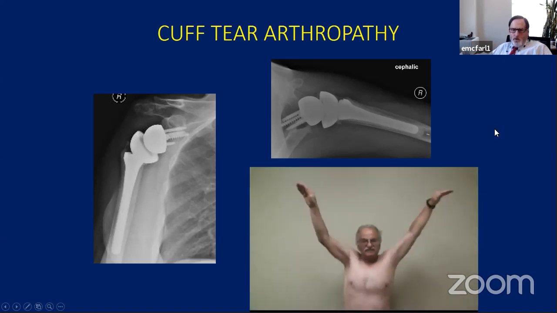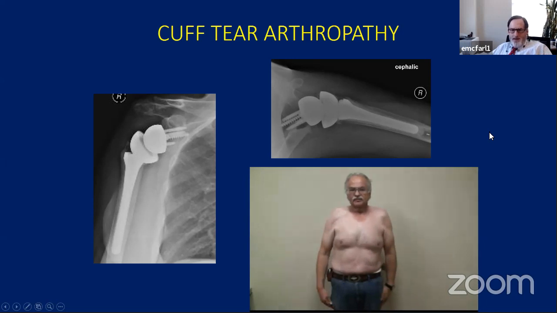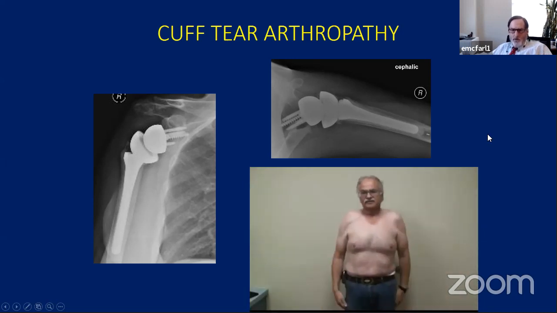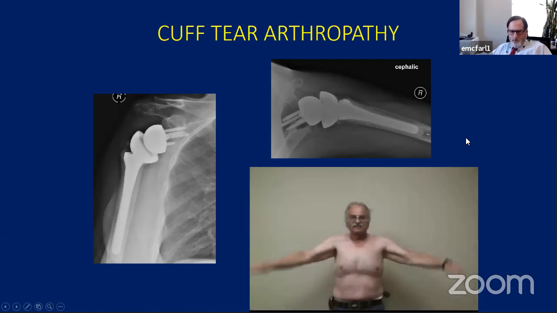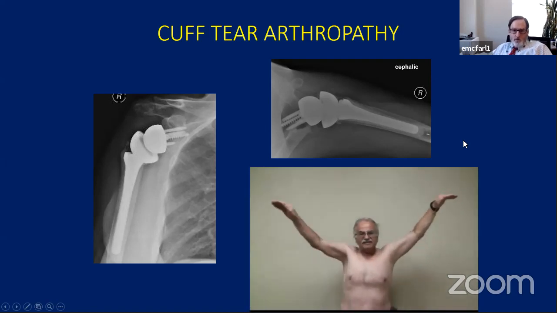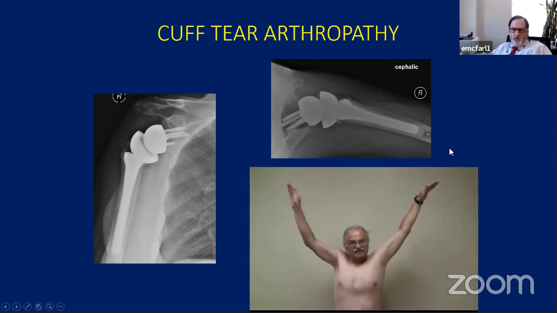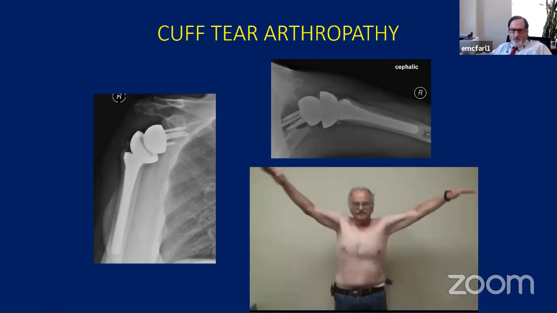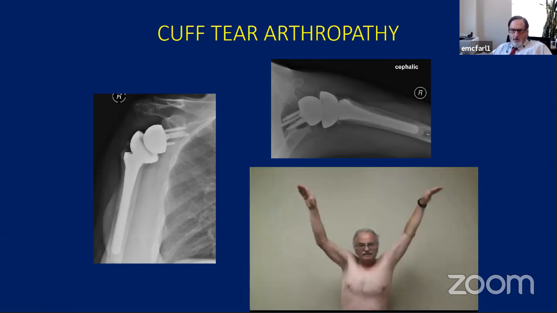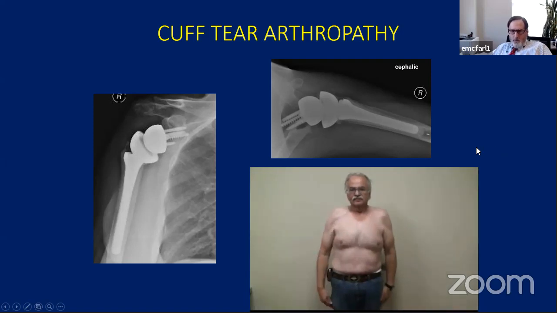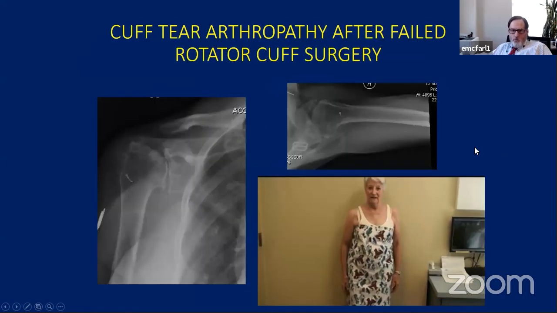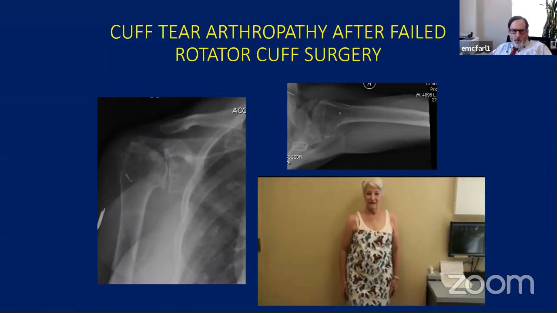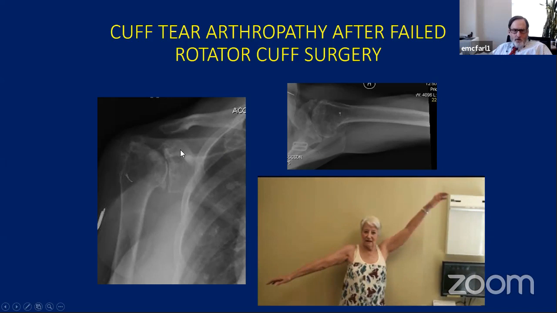Now, you know, his motion is not perfect, but he has no pain. He can reach his mouth and the top of his head without pain. And he's a very happy camper, which is what you want. But this is a good example of how just changing the tension on the deltoid allows it to actually lift the shoulder. I mean, this guy has essentially no rotator cuff, and his motion is fantastic, and he's very happy.